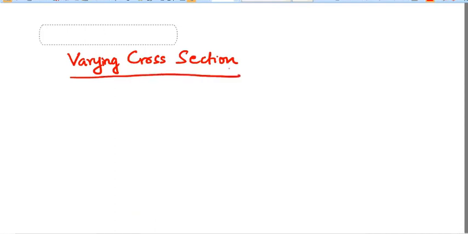Welcome students. In this video we shall see a bar of varying cross section. Consider a bar as shown in the figure, the diameter of which increases from D1 to D2.